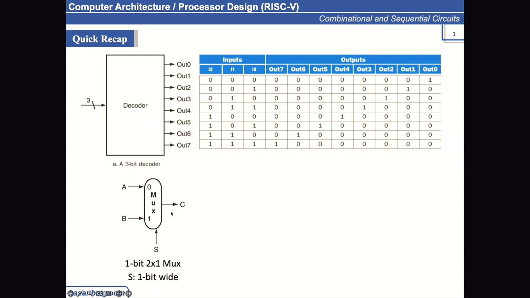Each input is 1 bit wide. We can also have a 2:1 MUX where each input this time is 32 bits wide. So if the input is 32 bits, the output should also be 32 bits. For example, when the select value is 0, this 32-bit input will be connected to this 32-bit output.